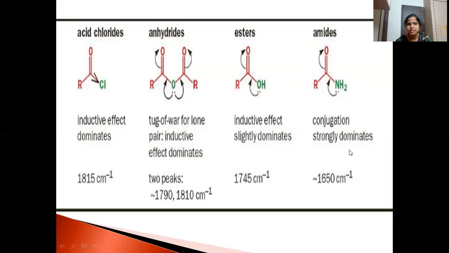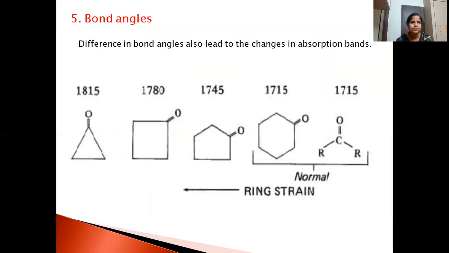Whereas in amides, conjugation dominates. That is why in amides we find the vibrational frequency very low, at 1650 cm⁻¹. So out of all these, acid chlorides, anhydrides, esters and amides, the amides will show the lowest vibrational frequency.